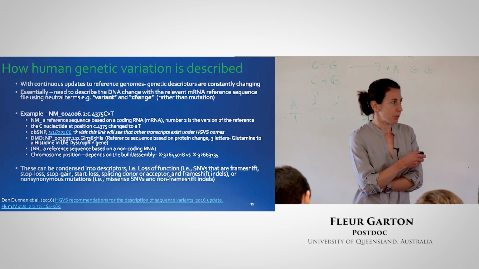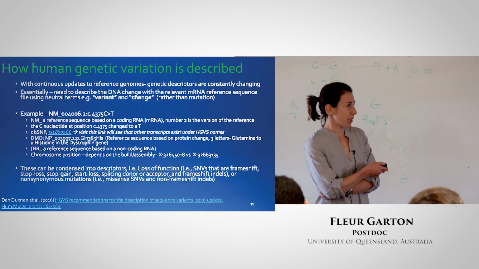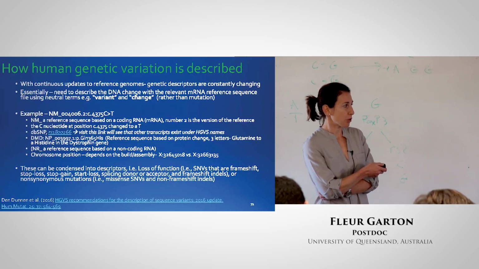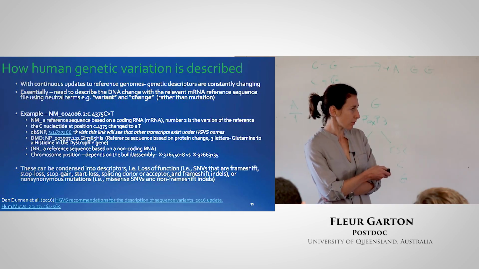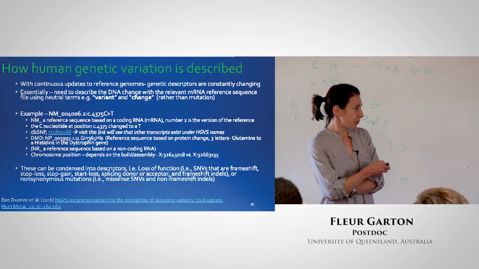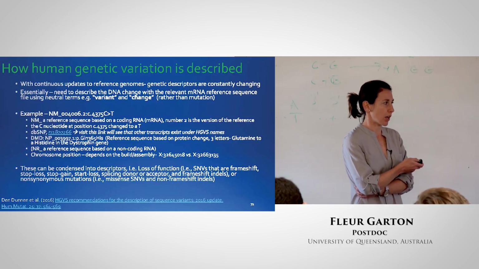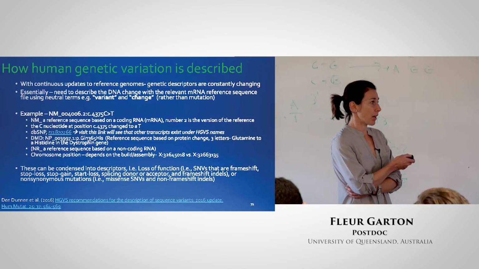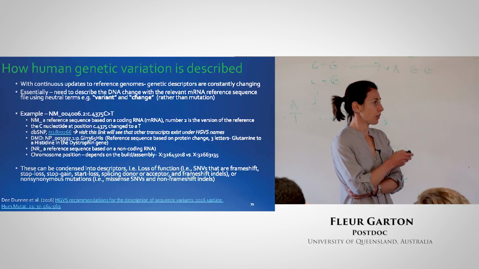So this is how you would describe the protein change. This is the particular gene. This is the protein sequence, the version number, P meaning protein. So it's a glycine to a histidine. And that's the amino acid position that's been changed. Oh, it's a glutamine, sorry. NR is just a reference sequence based on non-coding RNA. So if you see NR, then this is not mRNA, it's actually non-coding RNA.